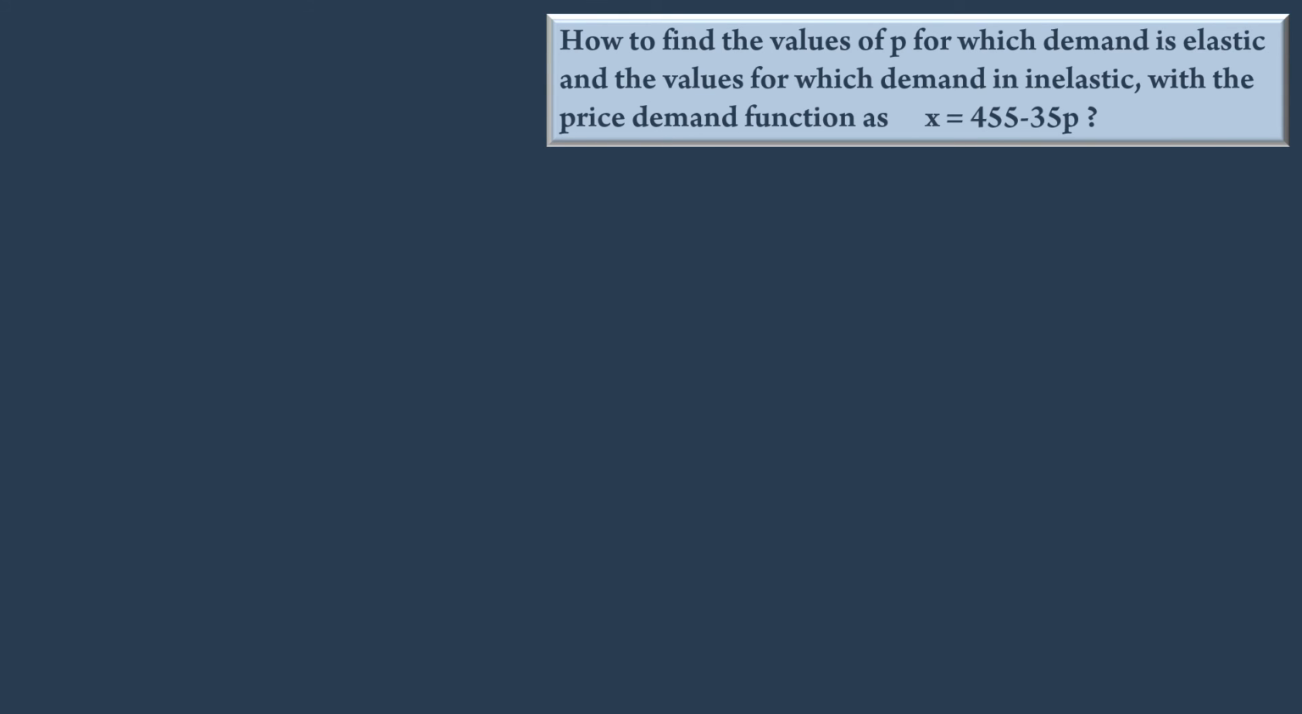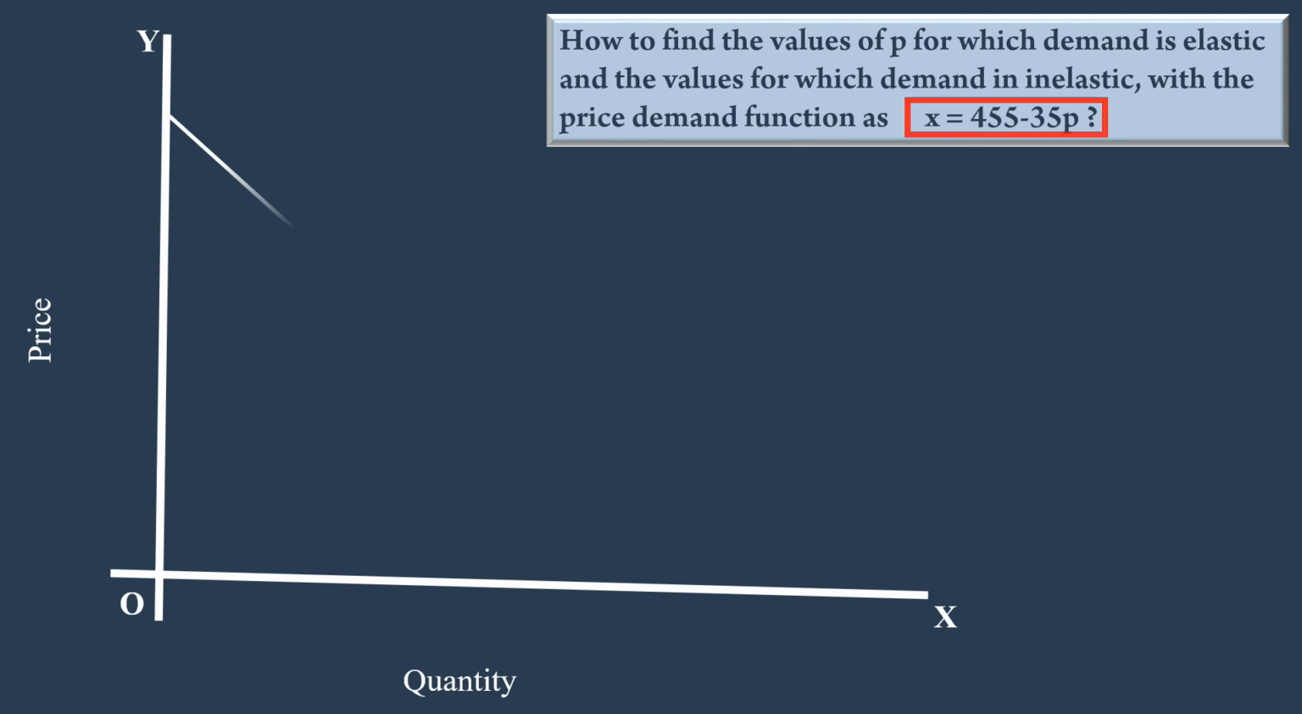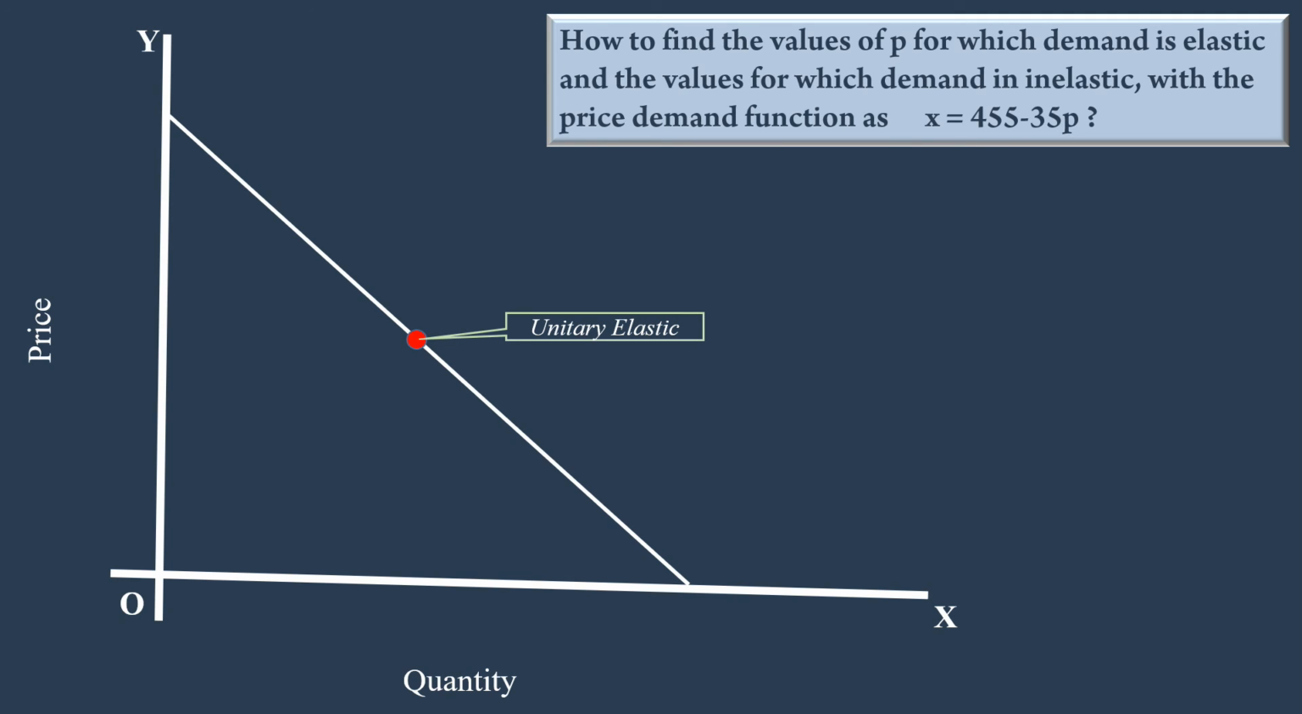In this problem, the demand function is given as x equal to 455 minus 35p. At the very outset, you must understand it is a linear demand function. The demand curve is linear. We know exactly at the midpoint of the demand curve, the elasticity is unitary. In the lower segment, demand is relatively inelastic. In the upper segment, demand is relatively elastic. The solution lies in finding out the midpoint.